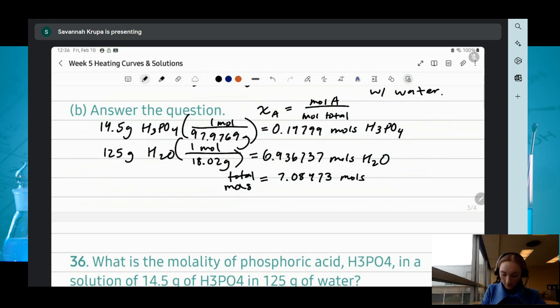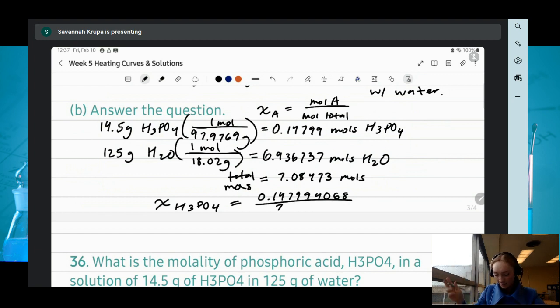Okay, so for XH3PO4, we had 0.147994068. I just added more decimal points just now, but you don't need to do that if it's already going on and on. Divided by the total moles, which is 7.08473. And so we will get a value of 0.0209. So that is the mole fraction of that one.